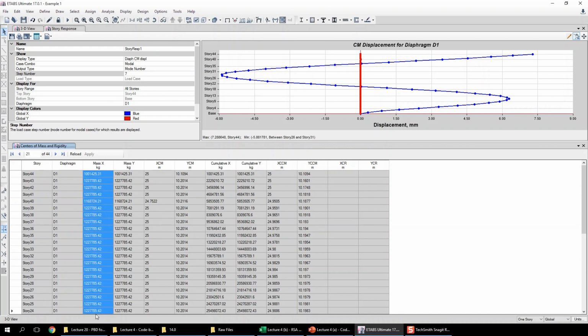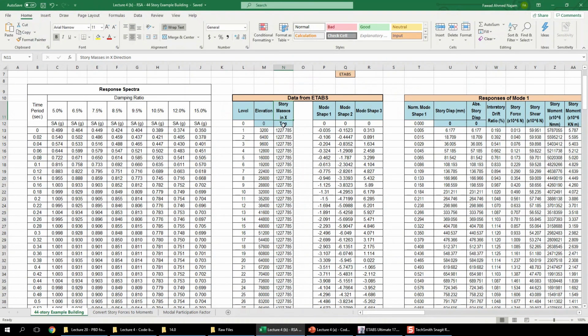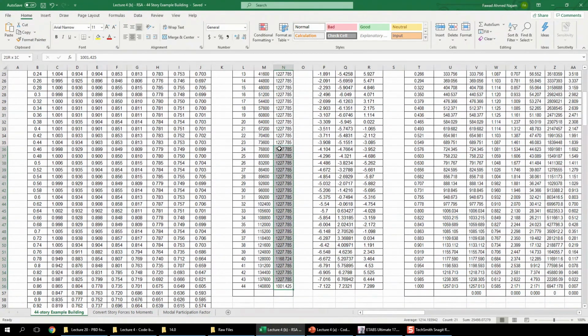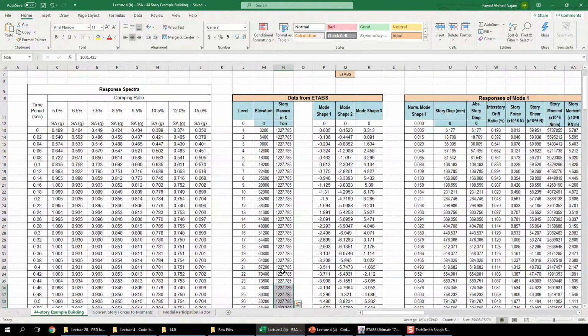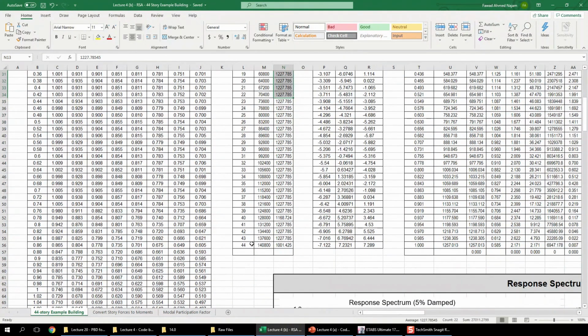So you can copy that whole column, and I have pasted it here. So these are my story masses. I have converted into tons by dividing the kg by 1000. So these are my story masses. Most of the stories have the same mass because it has the same plan throughout, and the last story has a different mass.